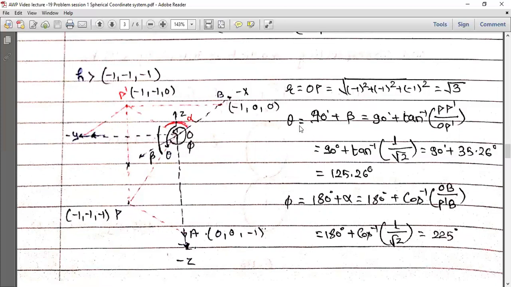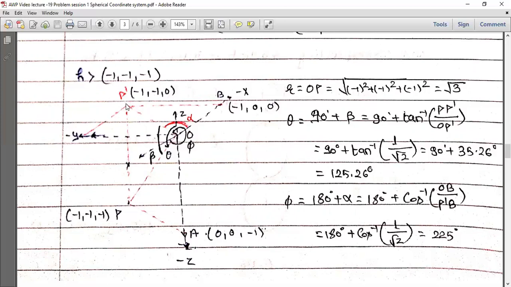So we consider this theta to be given by 90 plus beta, where beta is the angle between OP and the minus x minus y plane, this angle, as you can see. How do you find this beta? To find beta, we draw the projection of point P on the xy plane. When you draw the projection of point P on the xy plane, the coordinates of this projection P dash become (-1, -1, 0).